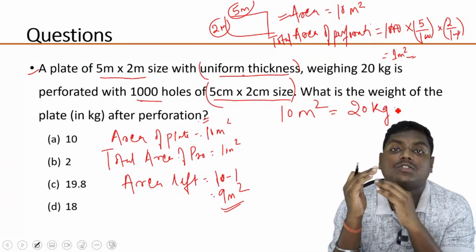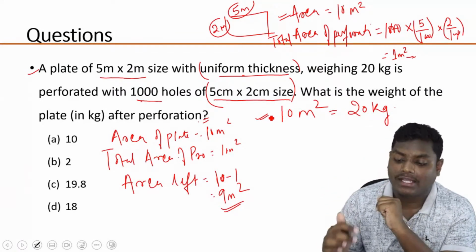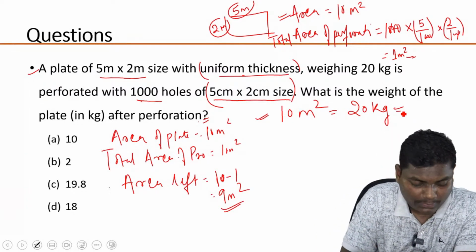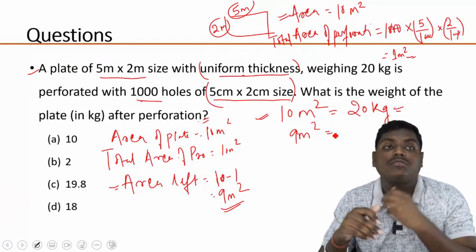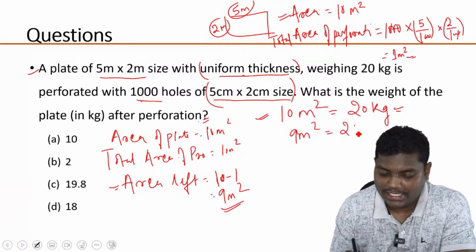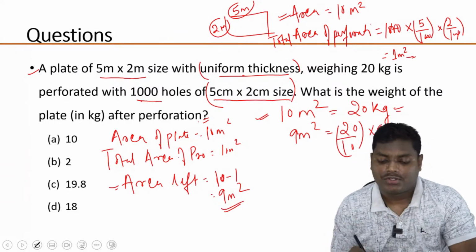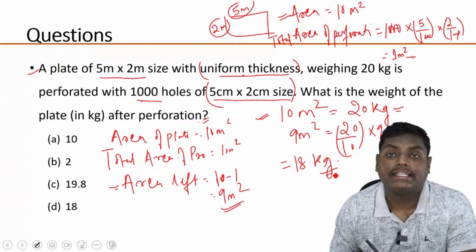So when the area of the entire plate was 10 meter square, the weight of the plate was 20 kg. Now, if the area of the plate is reduced to 9 meter square, you can just use the unitary method. So it will be 20 upon 10 into 9. So it will be 18 kg.